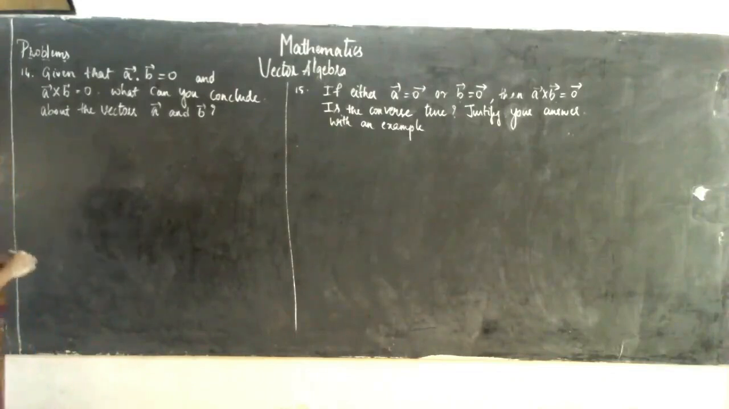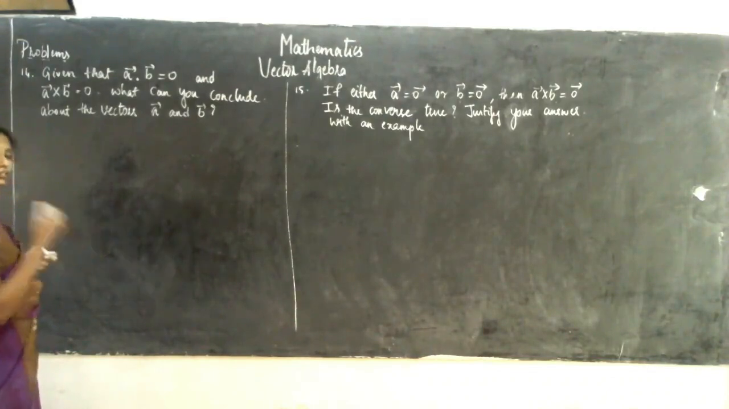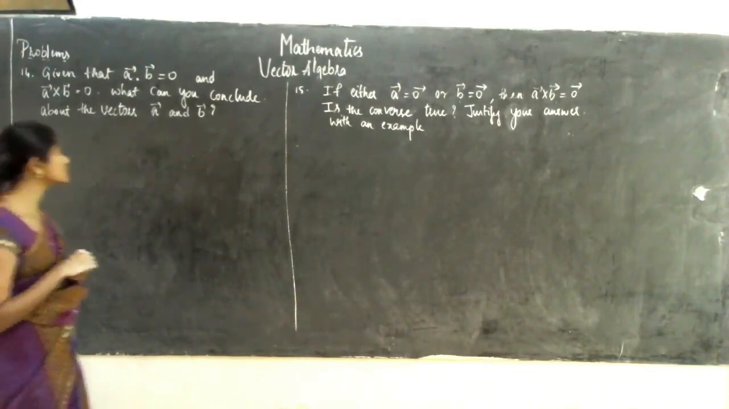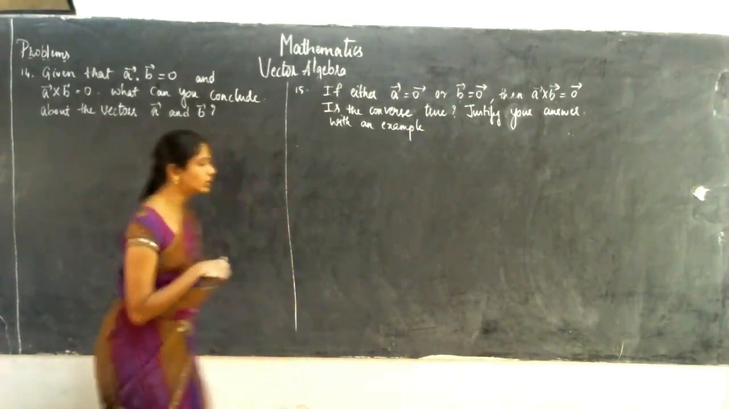So in the next problem, they have given that vector A dot vector B is 0 and vector A cross vector B is 0. What can you conclude about both vectors, vector A and vector B?